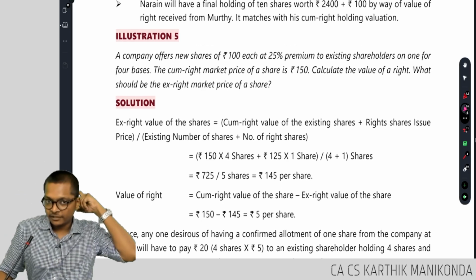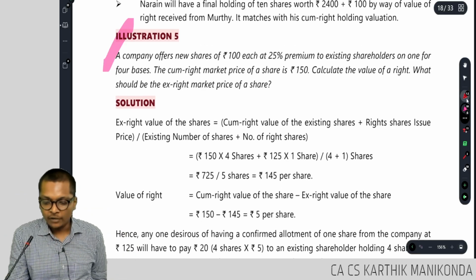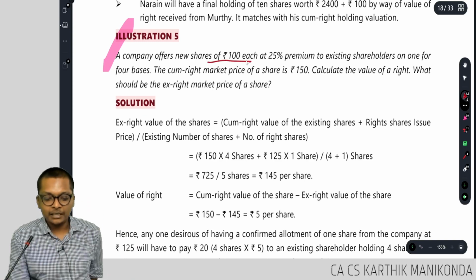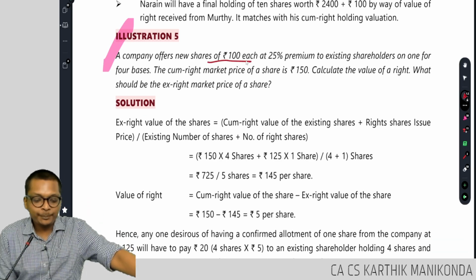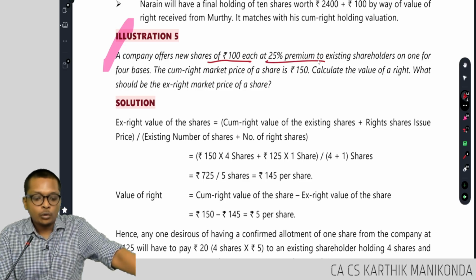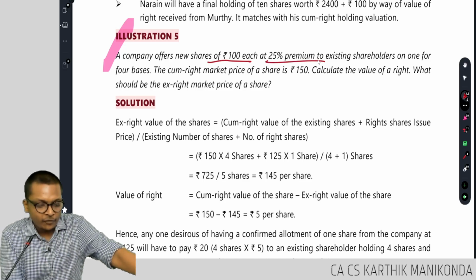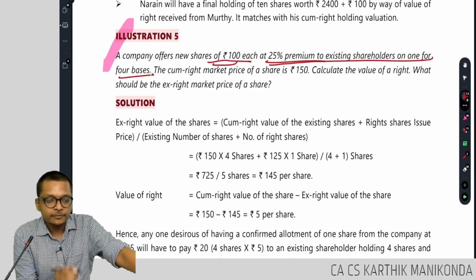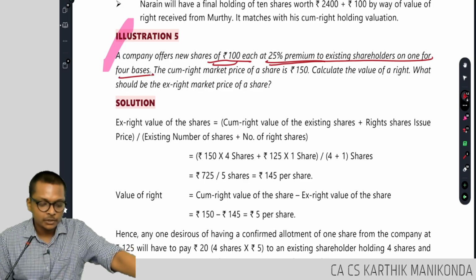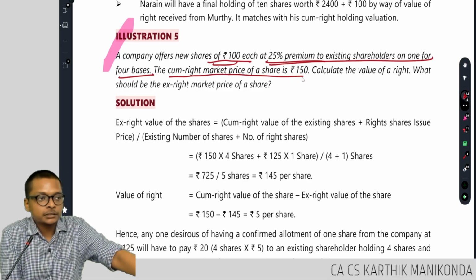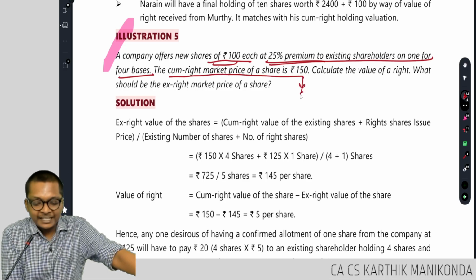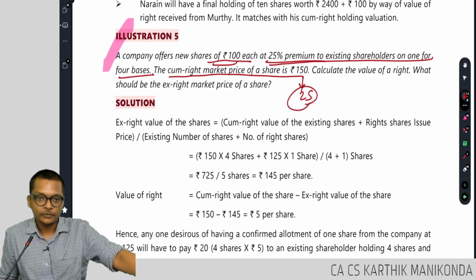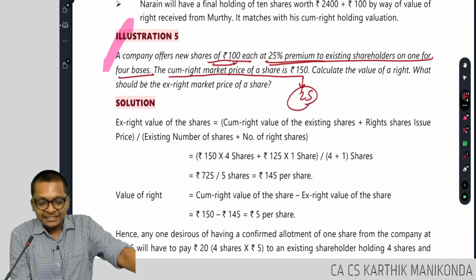Look at illustration 5. A company offers rupees 100 each share at a 25% premium to existing shareholders, 1 for every 4 shares. The cum rights price is 150. The 150 in our example is 25. Okay, I am giving shares at 100 plus 25% premium. So what is the rights issue?